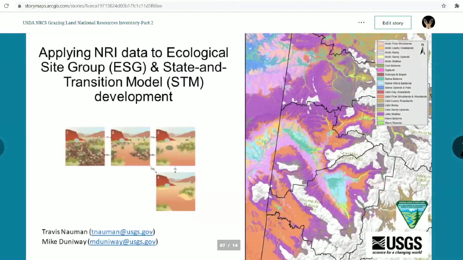So, another effort includes USGS, BLM, and other collaborators who are developing ecological site group concepts for the Colorado Plateau and Upper Colorado River Basin using digital soil mapping approaches. The NRI and BLM AIM data are linked to these ecological site groups spatially and are also being used as part of data-driven state and transition model development approaches.